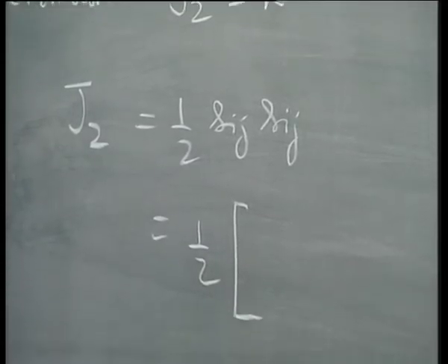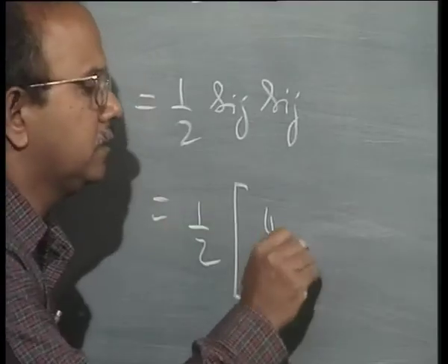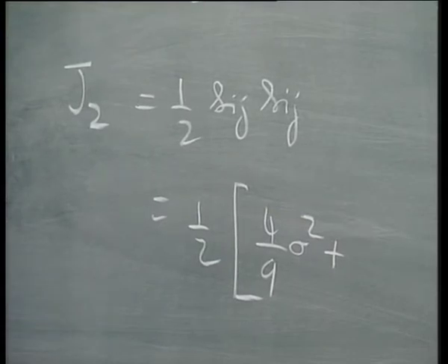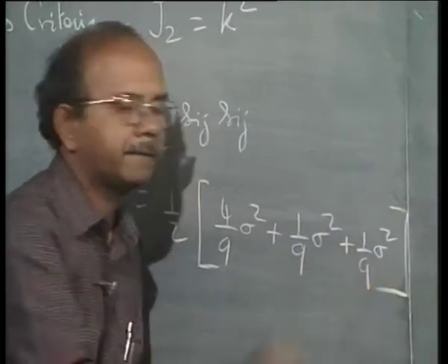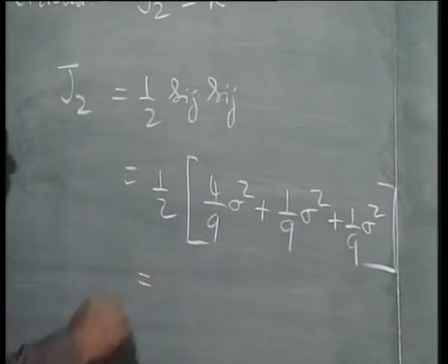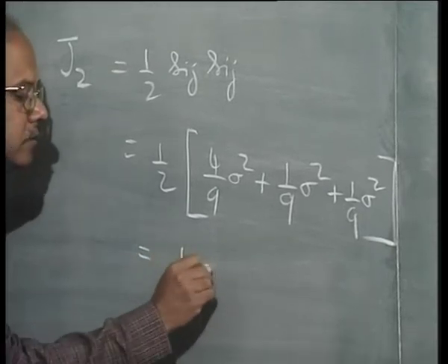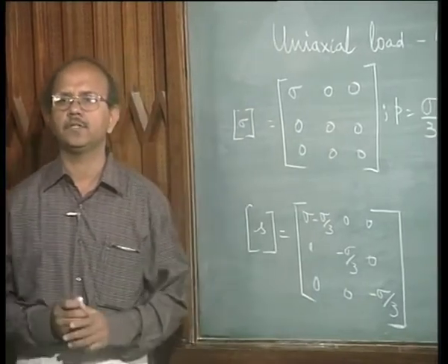That happens to be 2 by 3 sigma, so 4 by 9 sigma squared, plus the second term 1/3, so 1 by 9 sigma squared, plus 1 by 9 sigma squared. And that happens to be 1 by 3 sigma squared, 6 by 9 into 1 by 2 and so on. We will stop for a moment here and get back to my previous stress tensor.